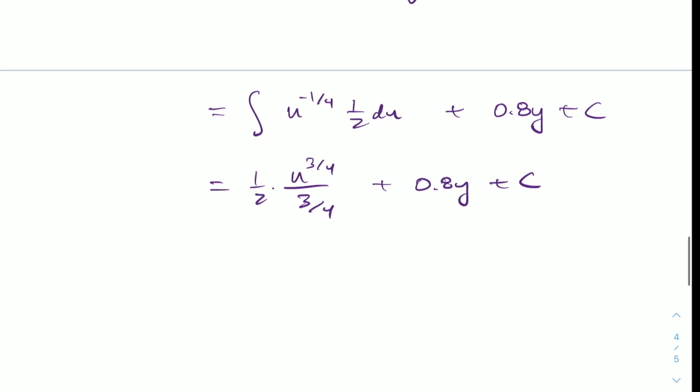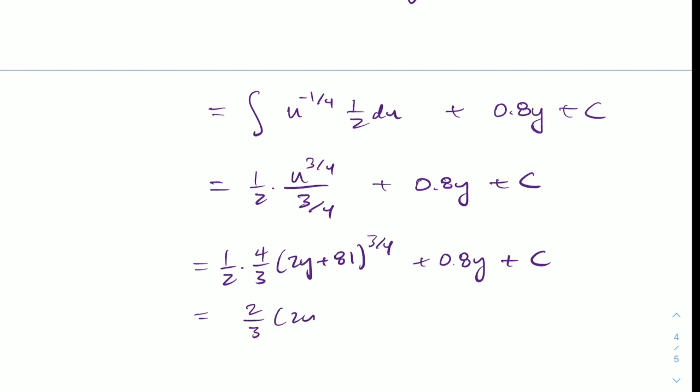So we'll get (2Y plus 81) to the 3/4. Dividing by 3/4 is the same as multiplying by 4/3. So I'm going to move that 3/4 to beside the 2Y plus 81. And then we'll simplify the coefficient here. We'll get 2/3 times (2Y plus 81) to the 3/4. All right, so that's our national consumption.